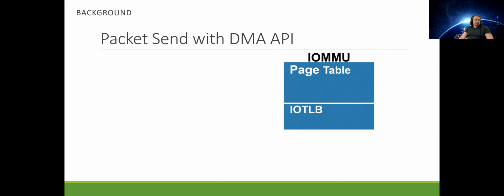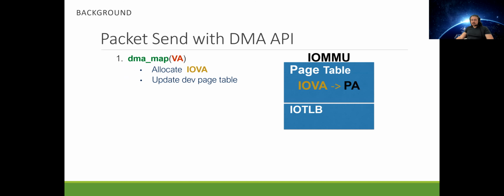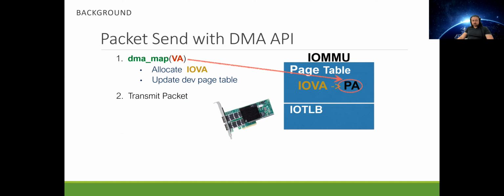The example I'm going to show is the path of a send packet. So first, the device driver DMA maps the virtual address of the buffer it wants to send. The operation creates an IO virtual address, a new number. It updates the page table, that's the blue box on the side. And now the red virtual address and the yellow IOVA point to the same physical address. Next, the device can send. It reads the packet.